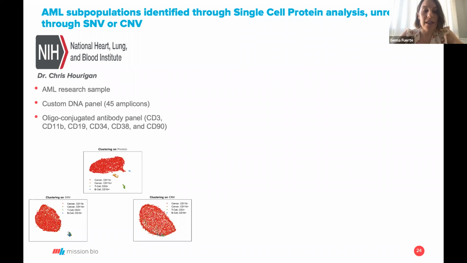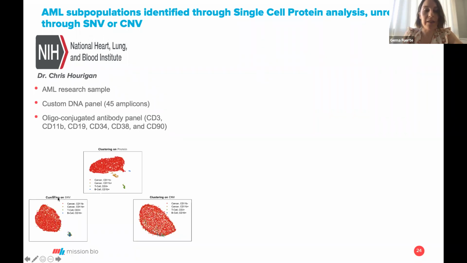Here you can see tSNE plots of the data, or the cells clustered by SNV, protein, and CNV. In this case, you can see that the protein is giving you 4 different populations. You see a cancer population, and then the T cells and the B cells based on cell membrane markers.